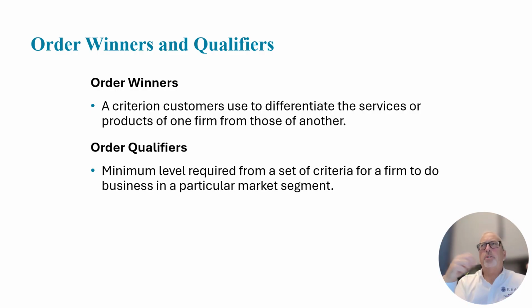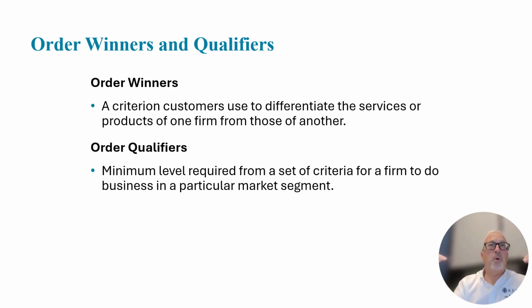But we should be able to answer these questions for any company we look at. So what are the qualifiers? What are the things that they must do in order to be legitimately in that industry? And then what are the order winners? Because if they aren't hitting the order winners, they are going to be in business, but they're not going to be selling anything, and they're not going to be able to sell enough to survive. And that's why we see businesses going out of business. So they need to know what their qualifiers are and what their winners are.